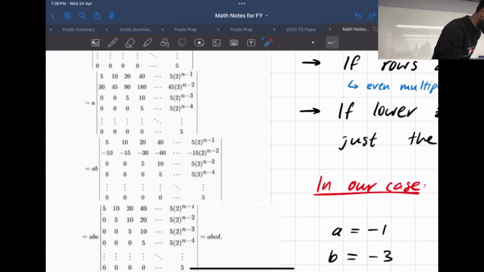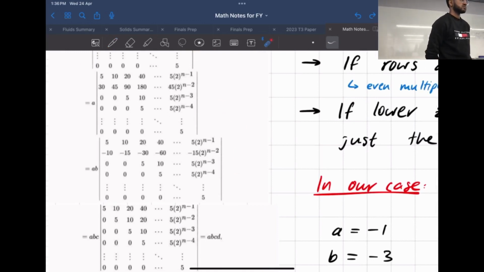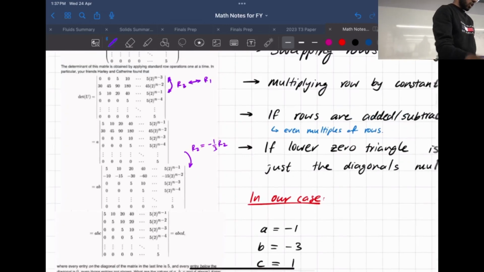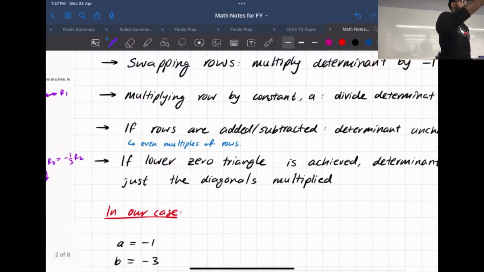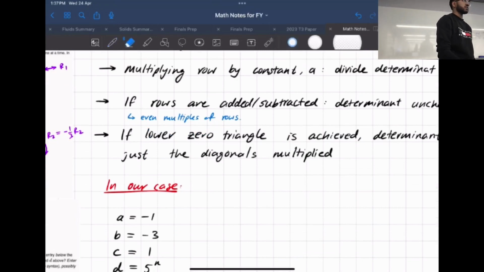Okay, to get from here to here, what are we doing? Okay, which row are we dividing by -3? Yeah, row 2, right? So what we're doing from here to here is row 2 equals -1/3 row 2. So in turn, what does that do to our determinant? Multiply by -3. Perfect. Multiply by -3, which is what we have over here. B is -3. Okay?